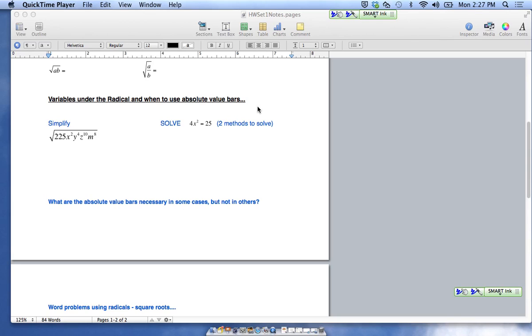I'm going to give you two methods. So I can solve this with factoring. That's an old skill. Or you can use square roots. And since chapter 11 is all about radicals and roots, now that becomes a good option for you.